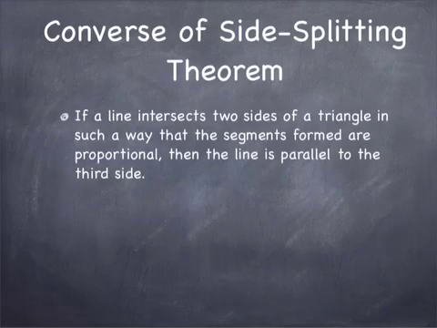Okay, the converse of the side-splitting theorem is also true. So the regular side-splitting theorem says that if you have this line that's parallel in a triangle, then it creates split sides that are proportional. Notice that the converse says if you split it and the segments are proportional, then you know they're parallel. So the old one said if you know it's parallel, then they're proportional. This says if they're proportional, then you know they're parallel.